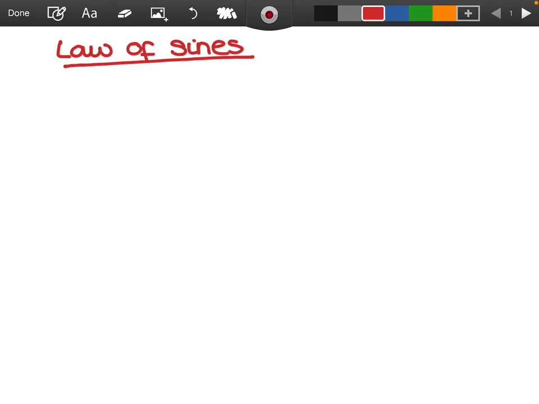In today's video, we're going to look at the law of sines. This works for any triangle. So before, we have looked at just right triangles. Now we are looking at oblique triangles. So they are triangles with no right angles.